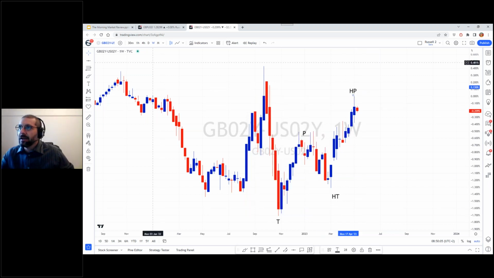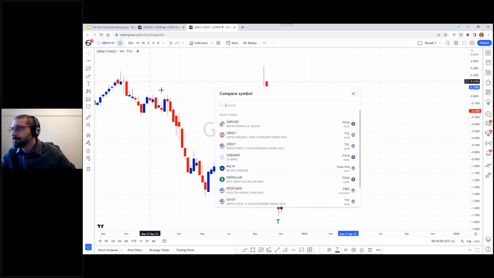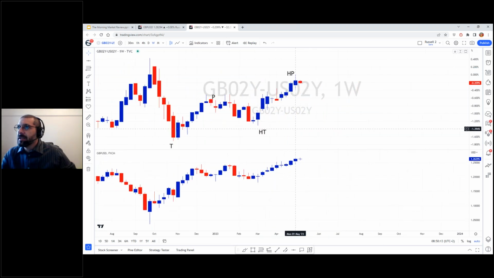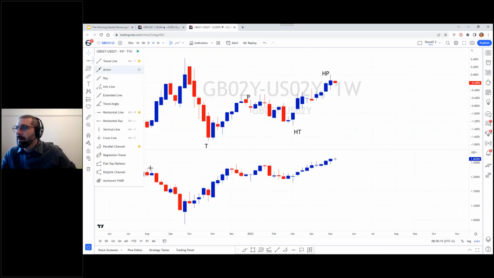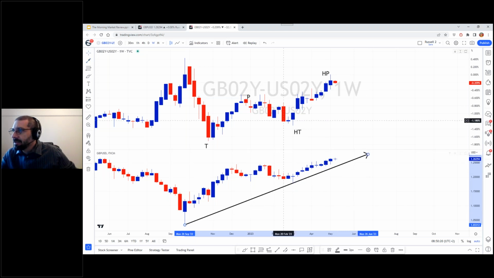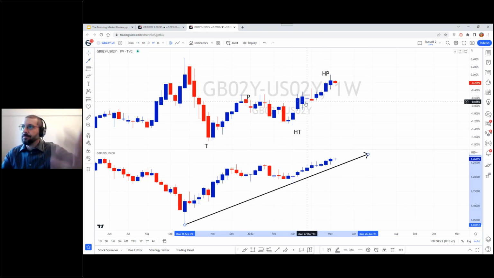And let's put the cable pair underneath that. And you can see the upward trend of cable. So as the 2-year spread gets that uptrend, higher trough, higher peak, cable is responding positively to that. Why are we looking at the 2-year yields?